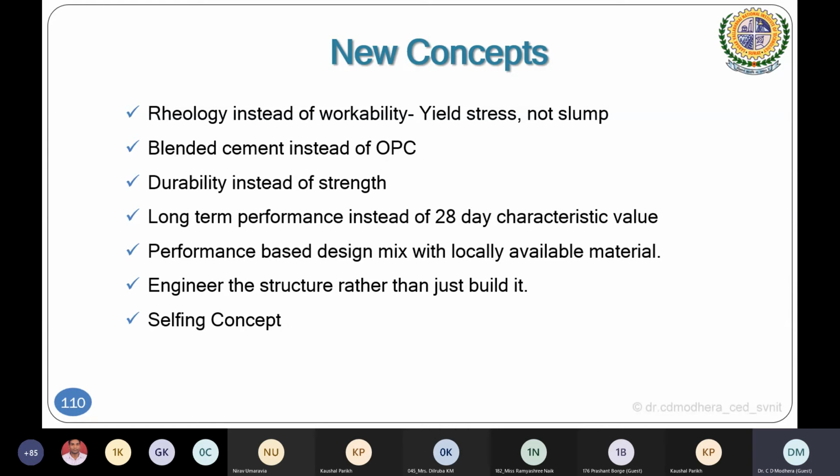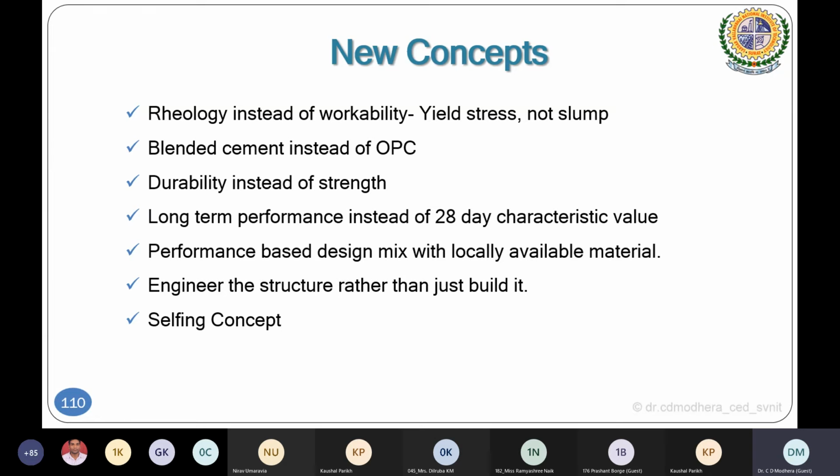It varies. That's why I told you that the design mix also varies region to region, person to person, experience to experience, and that's why a performance-based design mix must be there. With local materials, you are talking about a mix in Surat, then in Jammu Kashmir, somewhere else, Chennai. So it varies definitely. That is the meaning, and accordingly the design mix needs to be prepared. Engineer the structure rather than just build it. Right? I think it conveys the meaning.